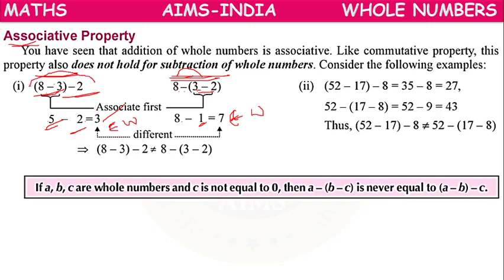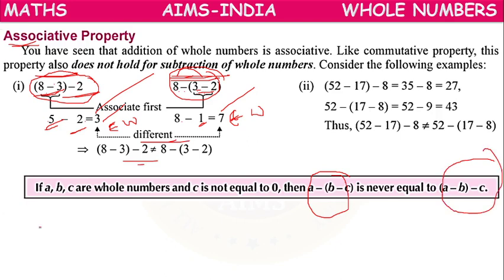If we subtract like this, we are getting 3 as result. If we subtract like this, we are getting 7 as result. So if we change the grouping of the numbers, automatically the result will change. So the result will be different. So (A minus B) minus C is not equal to A minus (B minus C), where A, B, C are whole numbers, and C is not equal to 0. Here C should not be equal to 0.